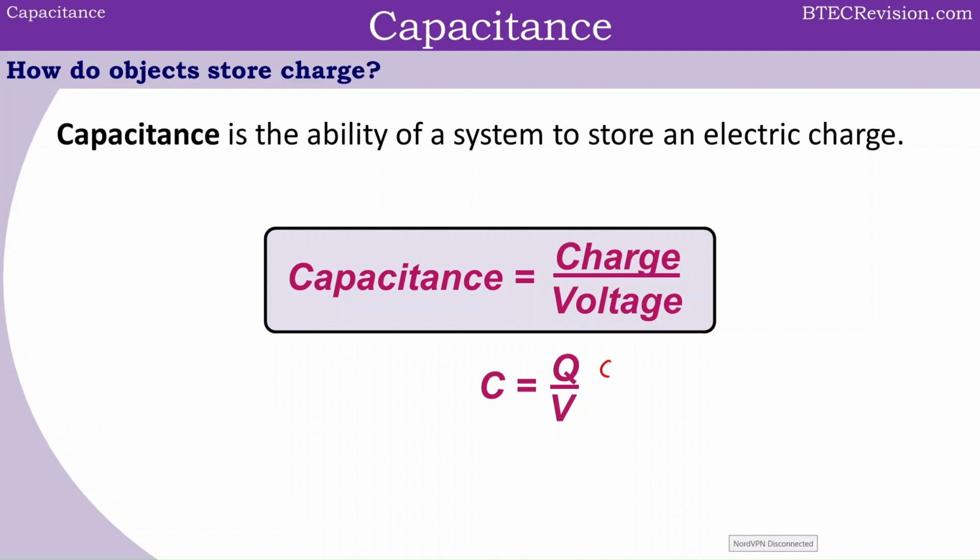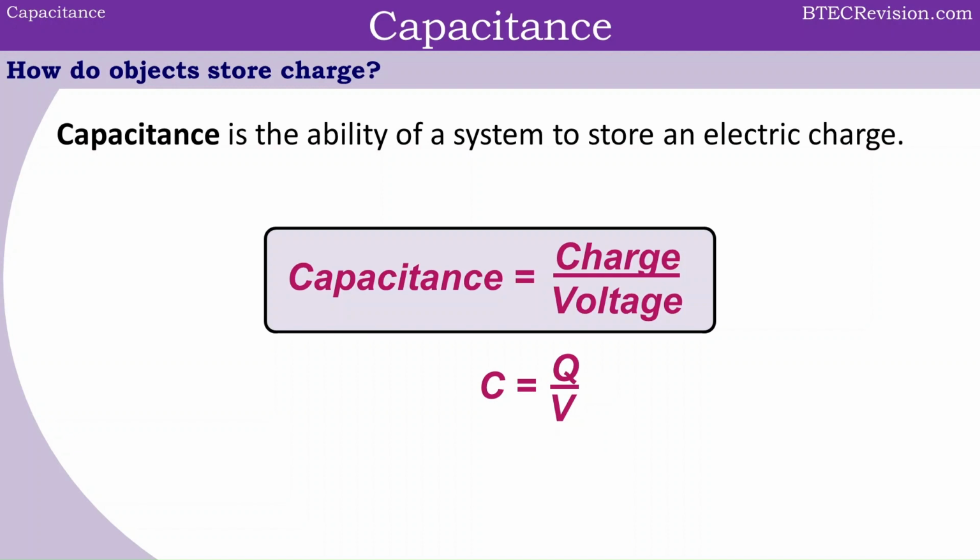Charge is measured in coulombs. Voltage is measured in volts. And the unit for capacitance is a special unit called the farad, F for short. And we can spell farad as F-A-R-A-D.